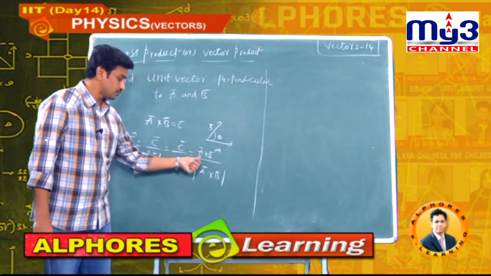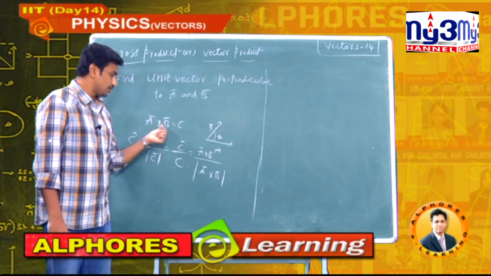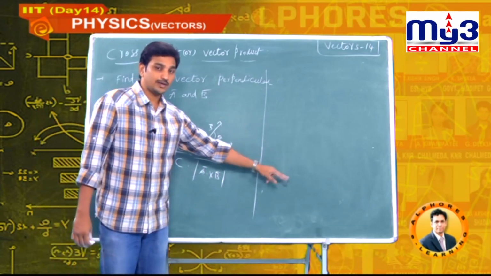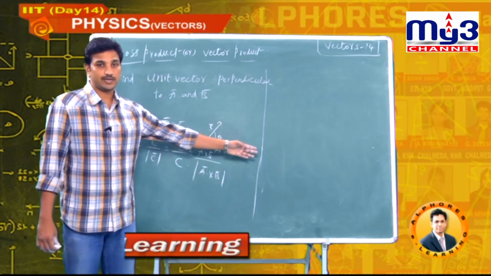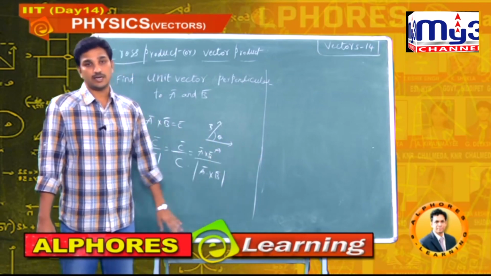C bar is A cross B, and C is the modulus of this. These are the last two answers that I calculated in the previous one. A cross B we know, and mod of A bar cross B bar we also know. Substitute, and we will get the answer.